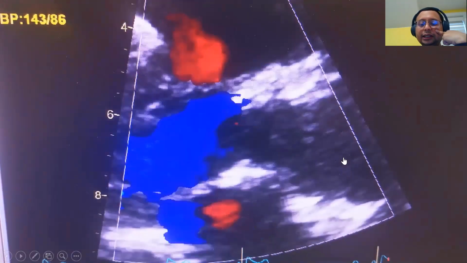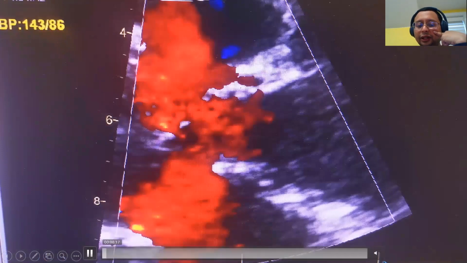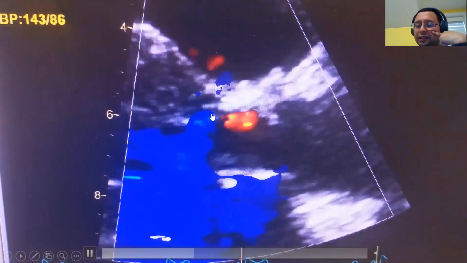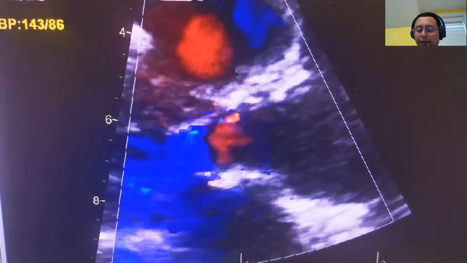So this is the short axis view. You can see turbulence across the aortic valve. You can see mild aortic regurgitation. Usually mild aortic regurgitation, I don't worry so much. Usually it is not significant.